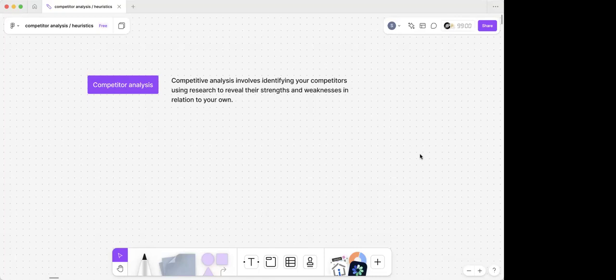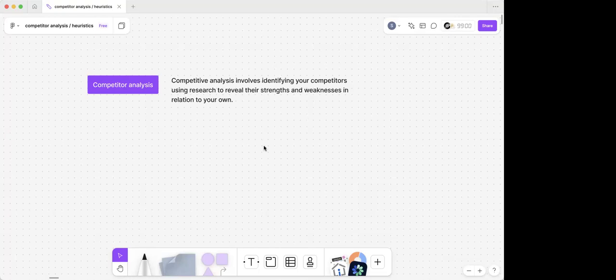So let's check out the definition of competitor analysis. Competitive analysis involves identifying your competitors using research to reveal their strengths and weaknesses in relation to your own. So that means again we are going to do the research part. Okay, there are going to be some topics which will be repeated again. That means the primary way of doing research.